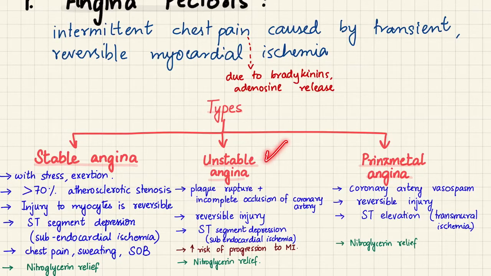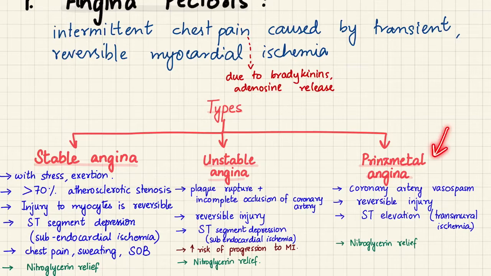Secondly, we have unstable angina, which is plaque rupture plus incomplete occlusion of a coronary artery. This is also a reversible injury, and this also causes ST segment depression because we have subendocardial ischemia. I'll explain this. But unstable angina has a greater risk of progression to MI because we firstly discussed that unstable plaque is when we have greater than 90% occlusion, and this has a great risk to develop to MI.